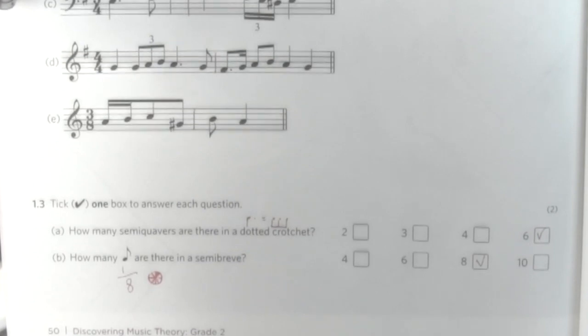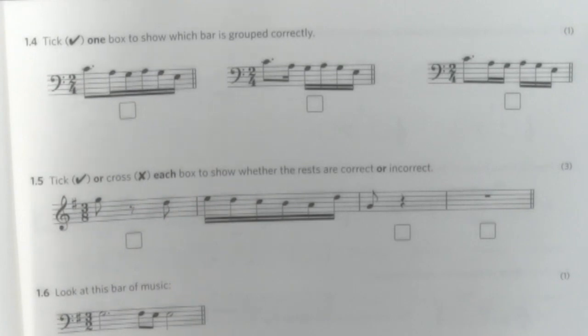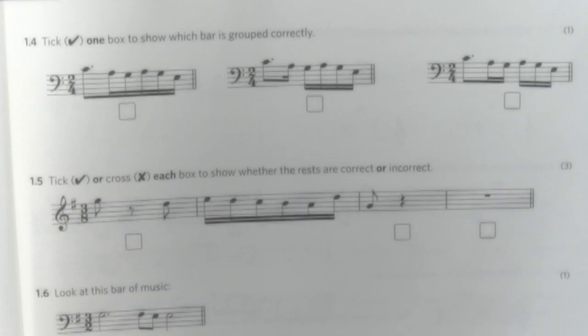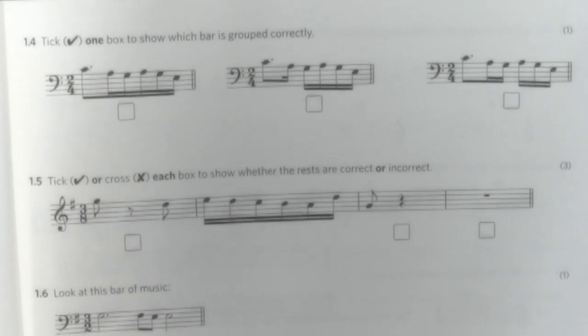All right, so next page. In this question, we need to tick the box that shows the bar correctly grouped. And here we go again about grouping. Grouping is essential. It makes us sight read very quickly. And it makes things much easier for the conductor and consequently for all the orchestral players.